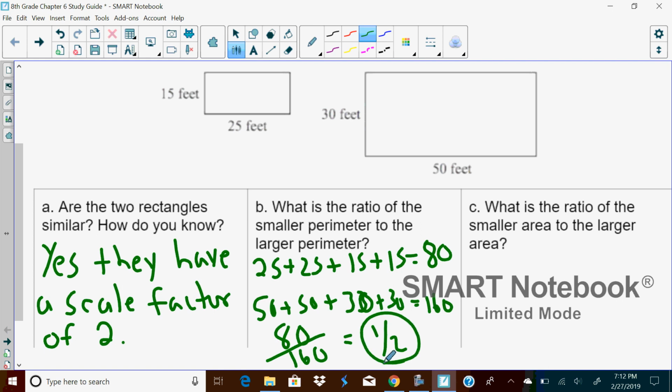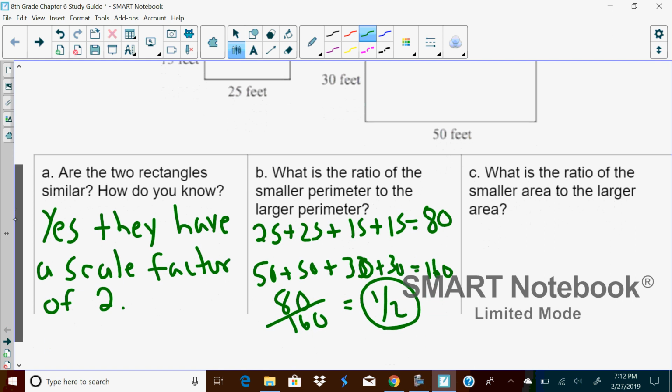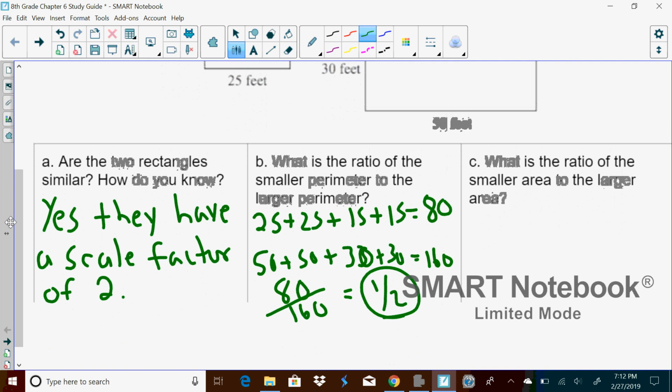which makes sense because it's half as big. What's the ratio of the smaller area to the larger area? The smaller area is 375 because it's 25 times 15, and the larger area is 1500. And if we simplify that, we get 1/4.